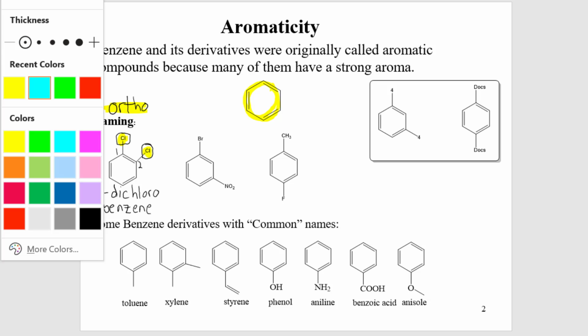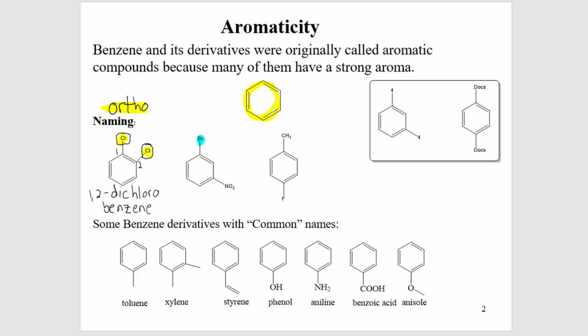The second one is the meta positioning. This is simply a 1-3 relationship for the substituents. This is called meta. So when 2 groups are meta to one another, they're in a 1-3 relationship. This allows us to also shorthand some of these benzene names. So this would be a nitro group and a bromo group. So this would be 1-bromo-3-nitrobenzene, or meta-bromo-nitrobenzene.